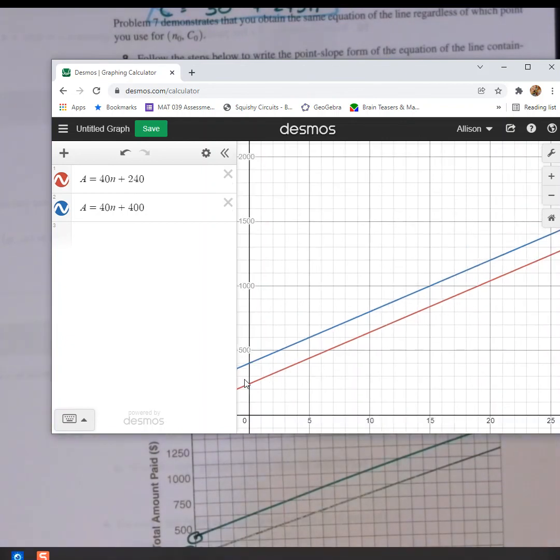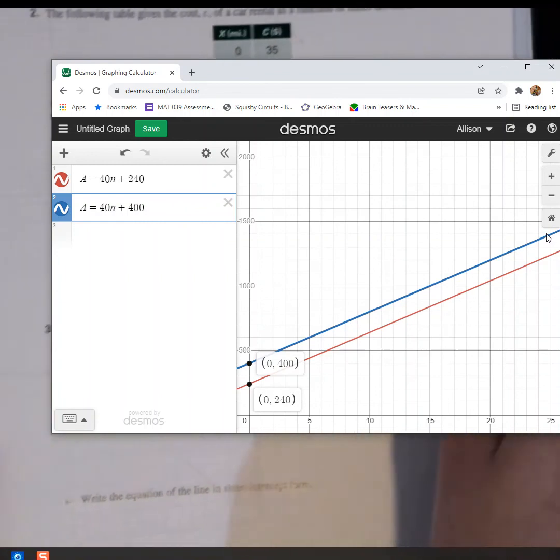I'll zoom it out a little bit. Again, the initial graph crossed the y-axis at 240. That was the down payment when I was just buying the camera. And now it's 400 when I buy the tripod as well. They are parallel, and that's what I was trying to draw on the page as well. All right.